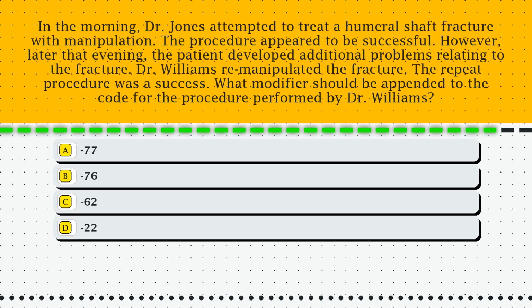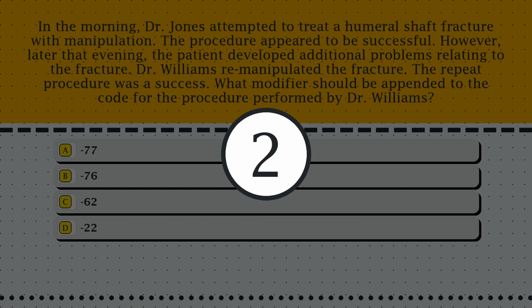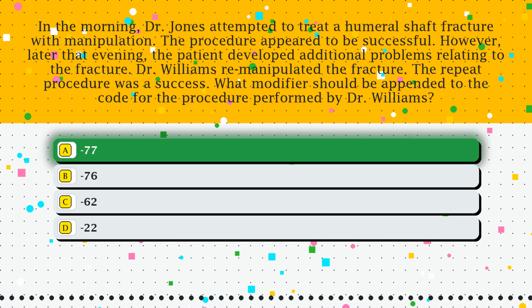Question 50. In the morning, Dr. Jones attempted to treat a humeral shaft fracture with manipulation. The procedure appeared to be successful. However, later that evening, the patient developed additional problems relating to the fracture. Dr. Williams remanipulated the fracture. The repeat procedure was a success. What modifier should be appended to the code for the procedure performed by Dr. Williams? Option A, -77. Option B, -76. Option C, -62. Option D, -22. The correct answer is option A, -77.